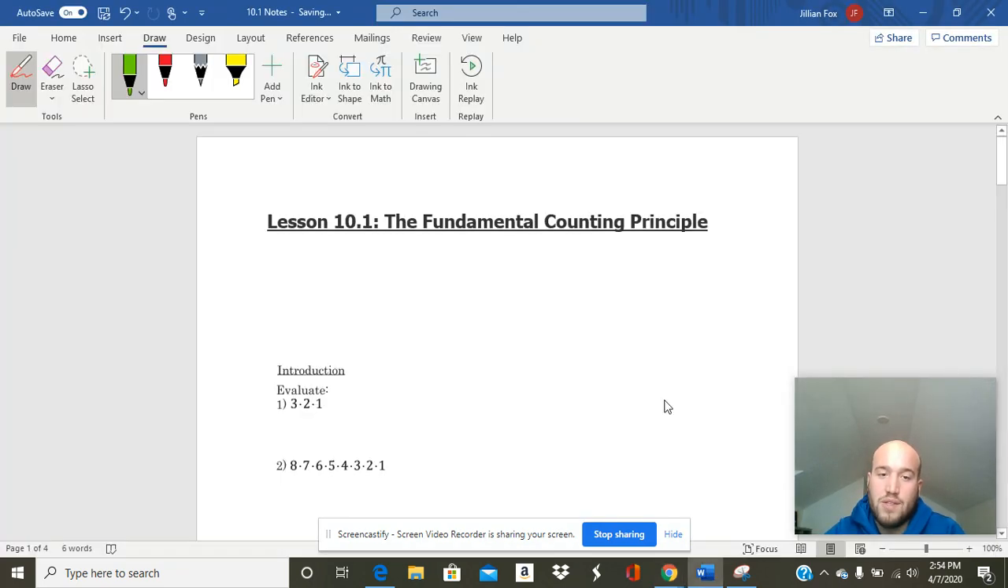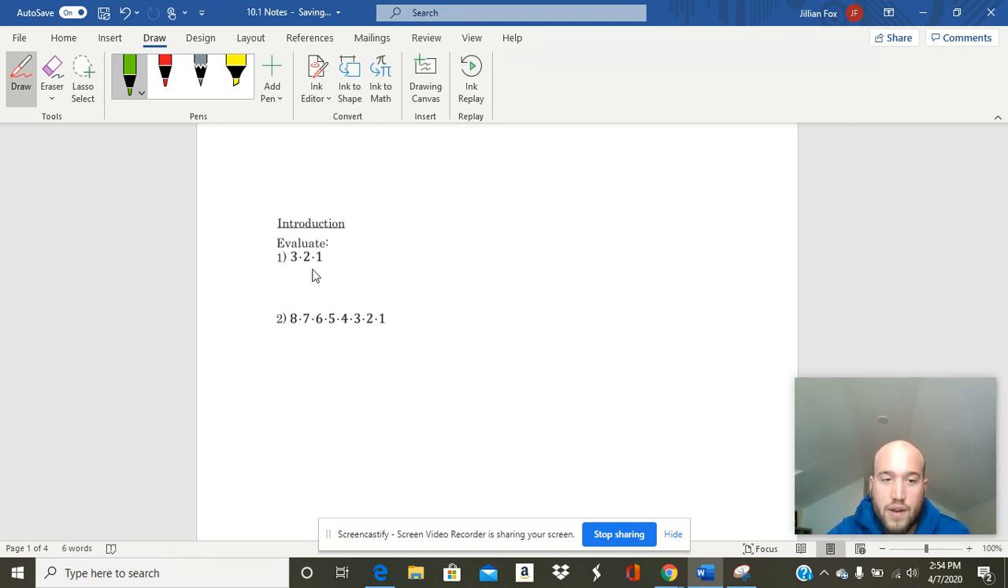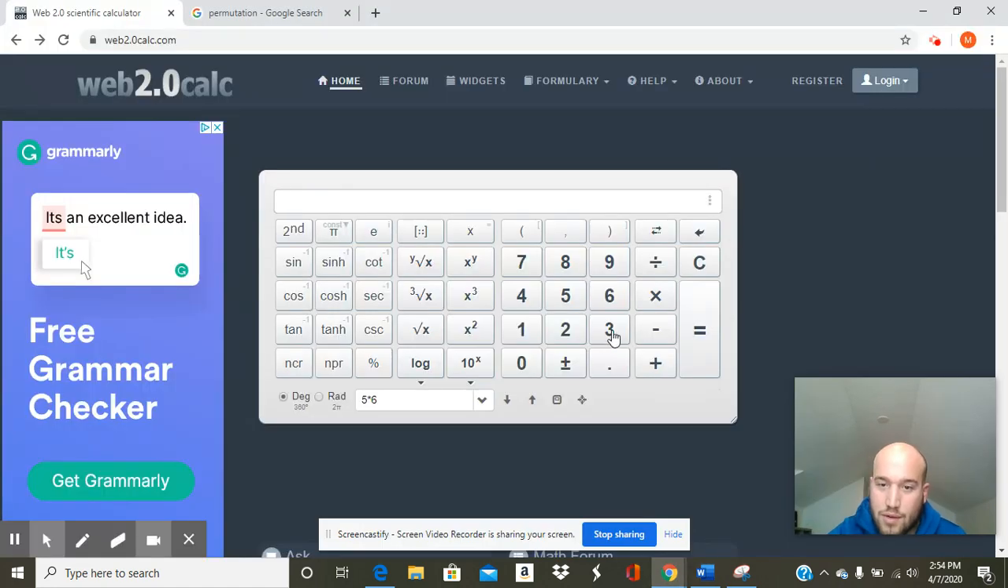So the first thing I want to talk about, today's lesson is entitled The Fundamental Counting Principle. So we're going to start off here, 3 times 2 times 1. Now this one's pretty easy. You could do just 3 times 2 is 6. 6 times 1 is still 6. So 3 times 2 times 1 equals 6. Now, if you weren't as confident, maybe you want to do it on the calculator. 3 times 2 times 1 equals 6. We see it equals 6.